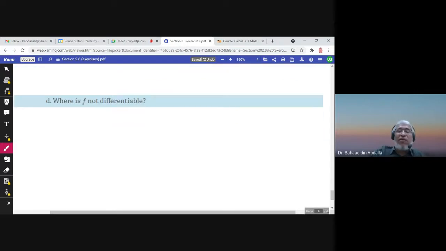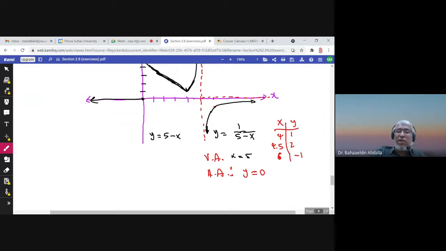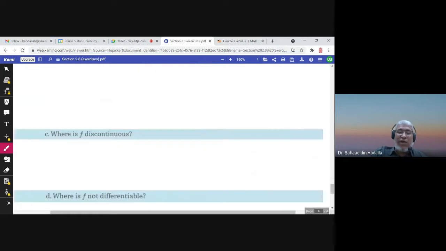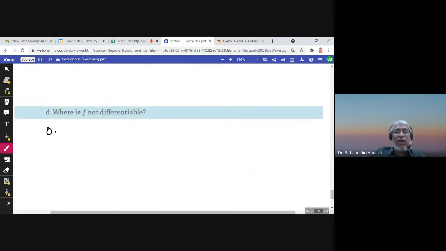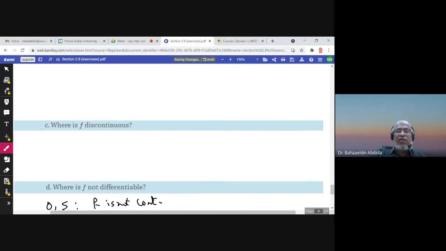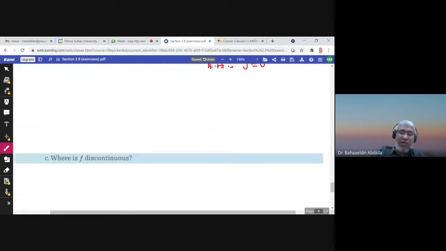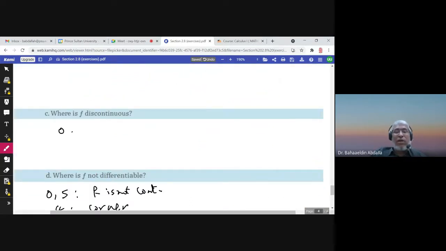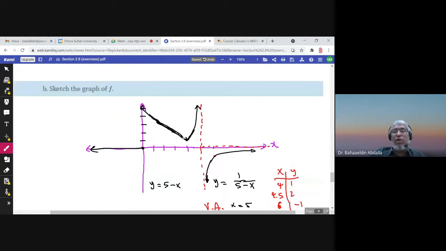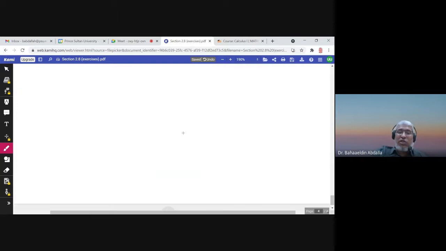So where is f not differentiable? 0, 4, and 5. So at 0 and 5, f is not continuous. At 4, there is a corner. Where is f discontinuous? f is not continuous at 0 and 5. Of course, at 4, it is continuous. There is no problem, but there is a corner, so it's not differentiable.